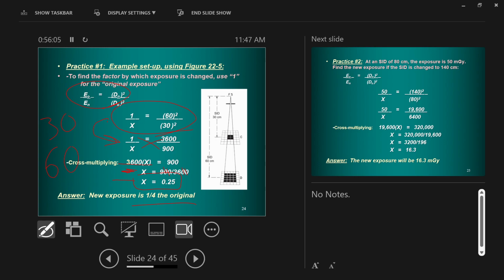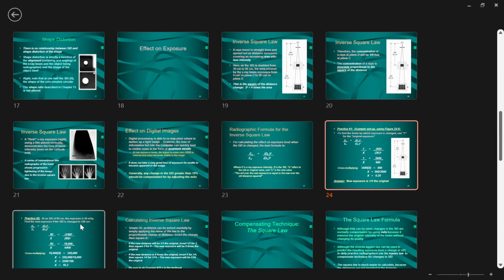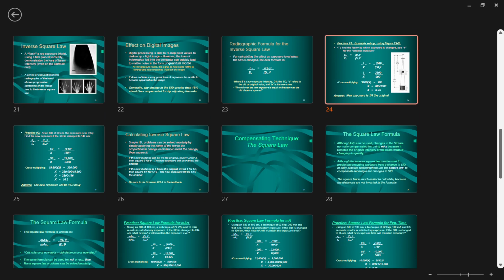Milligray is the unit for the radiation. I won't tell you how to derive the unit right now, but it's just a unit. So okay, let's do another one.